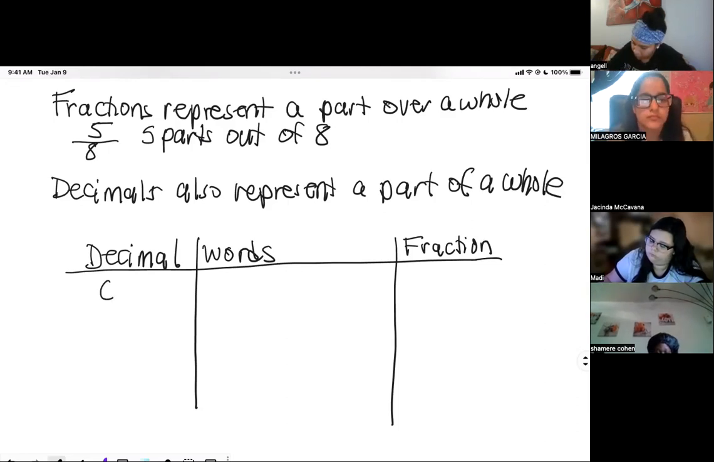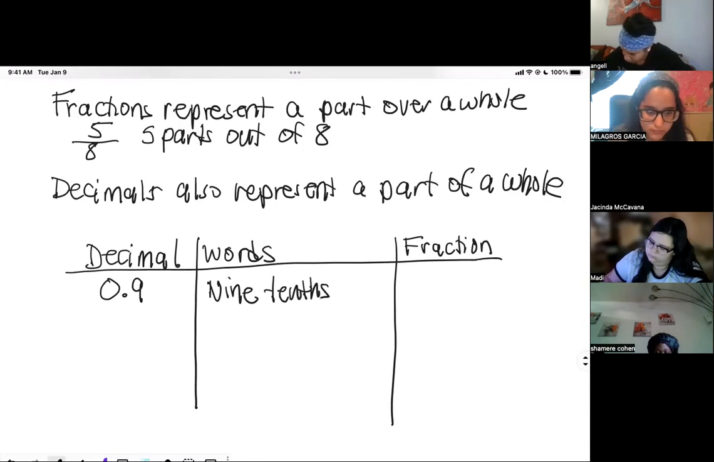Okay, so we'll start with something small, 0.9. Okay, in words, that is 9 tenths because it's in the tenths place. The 9 ends in the tenths place. There's nothing after the 9, which I need to talk about in a second too. How do I write that in fraction form? It'd be 9 out of 10, 9/10. That's our part of our whole. So that's why a decimal also represents a part of a whole.